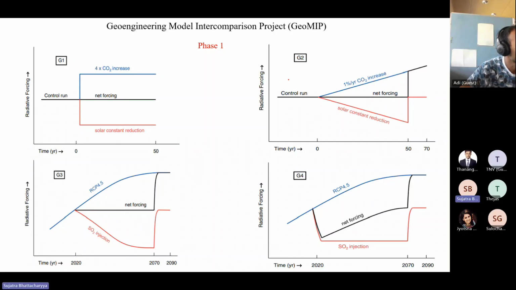In the G4, they use the RCP 4.5 scenario, same as the G3, but this time the injection of sulfur dioxide is constant per year.